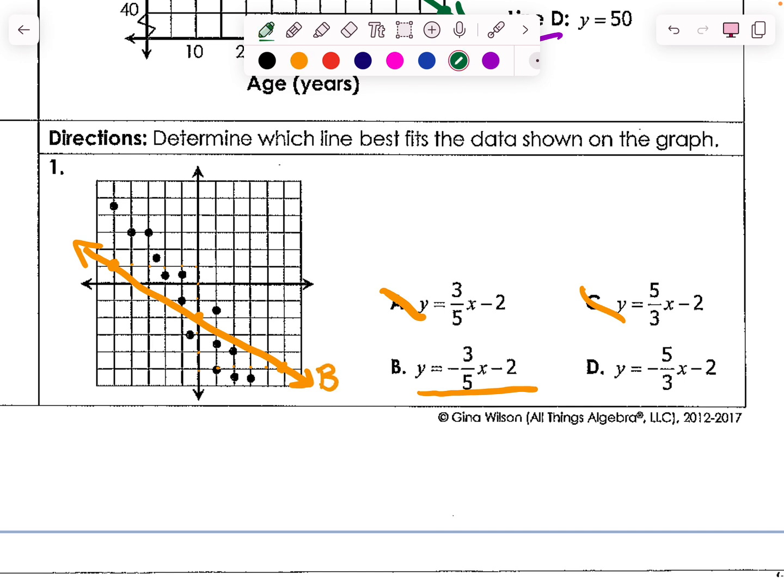No, let's go ahead and look at D to double check. Okay, I'm going to go up 5, 1, 2, 3, 4, 5 over 3. Down 5 over 3. How's that line look? A little bit better? Okay, so if we want to show the line of best fit, that's going to be D. Okay, we're going to do a couple more like this.